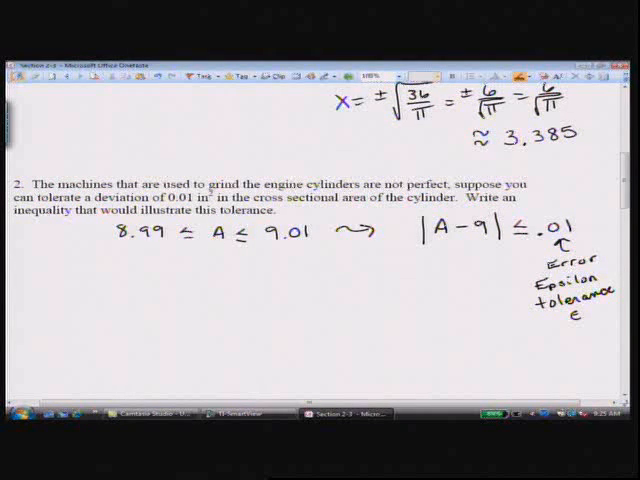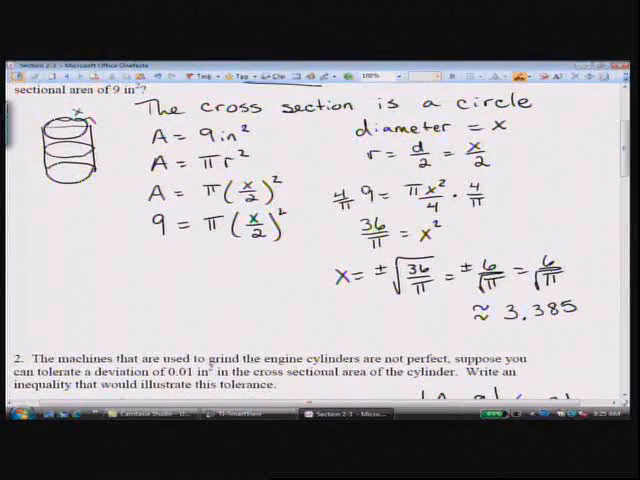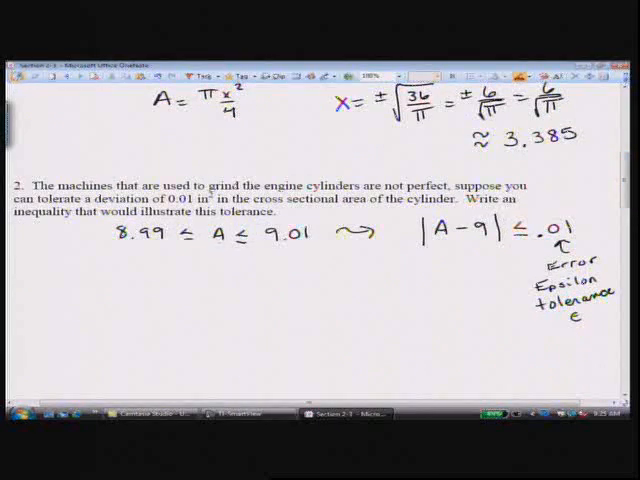We knew a minute ago, here's our cylinder. The cross section, if you cut it, is a circle, and the area is pi times x over 2 quantity squared. The area is pi x squared over 4, the cross-sectional area in general. So if I replace A with pi x squared over 4, I could get a formula in terms of the diameter, or figure out a calculation for the diameter.